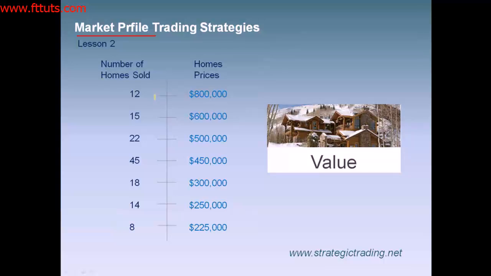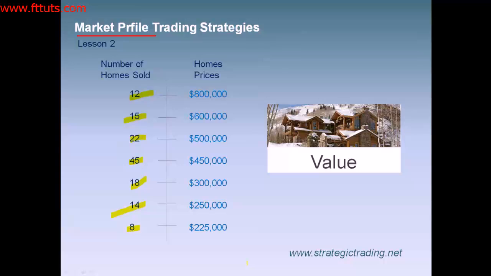In the market that we're looking at, of the homes that sold, 12 sold for $800,000, 15 at $600,000, 22 at $500,000, 45 at $450,000, 18 at $300,000, 14 at $250,000, and 8 at $225,000. So obviously I had a bunch of different prices in the market. This $700,000 home that I'm looking at, is it worth it or not?